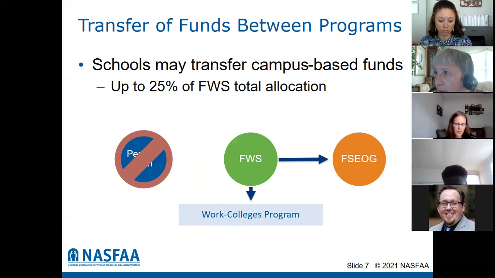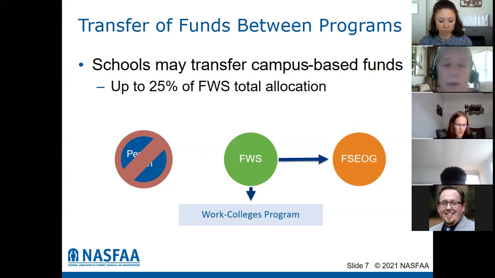For all campus-based programs, transferred funds not used at the end of the award year must be returned to the original program. The transfer must also be reported on the FISAP. Touching base with the Perkins loan, crossed out, obviously it's no longer there; schools no longer have the option to transfer funds from the Perkins loan program.